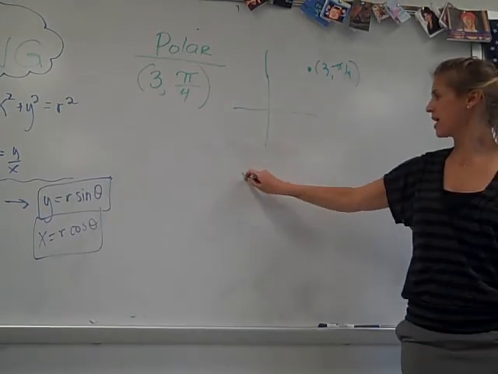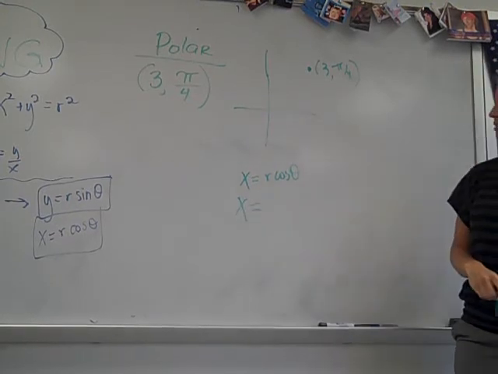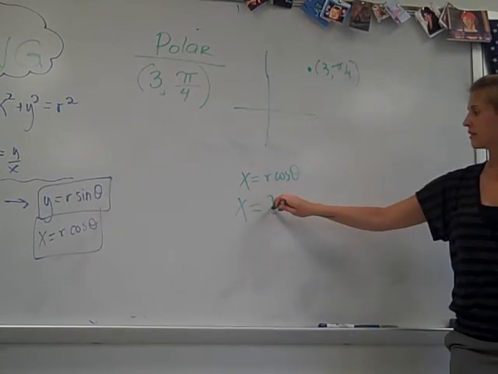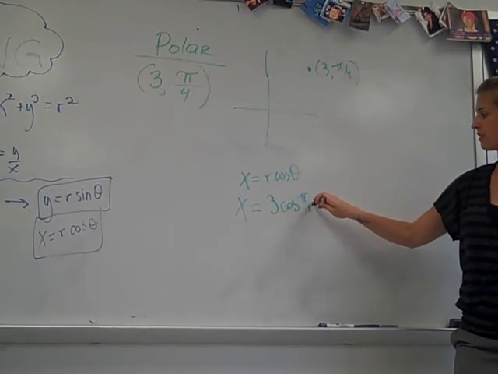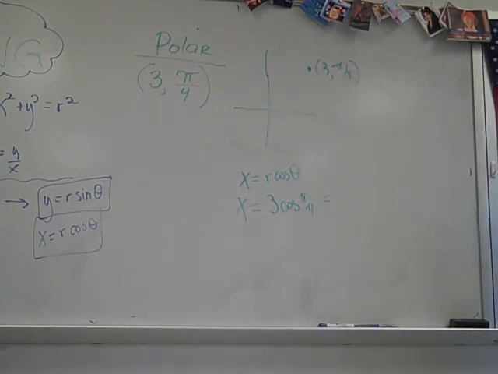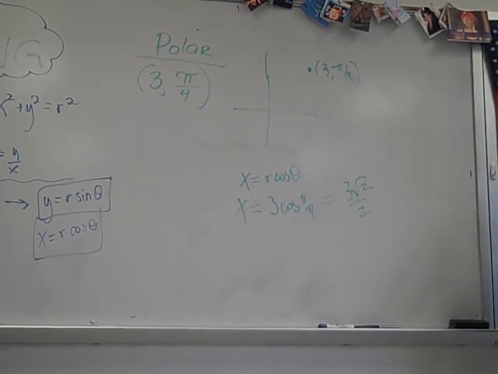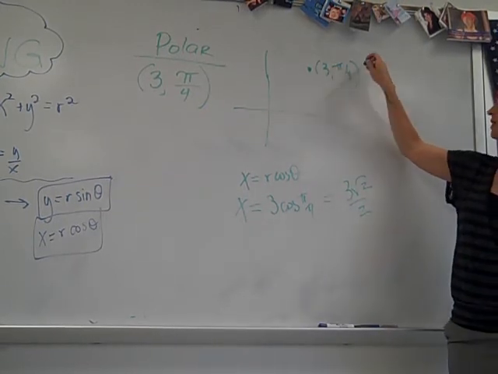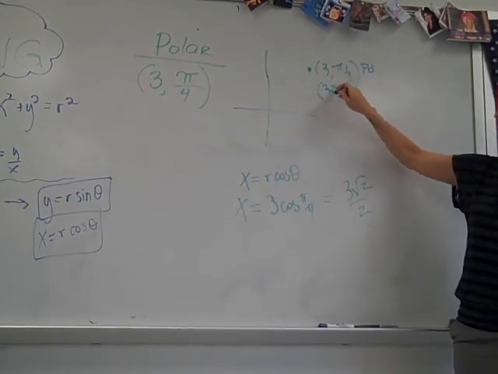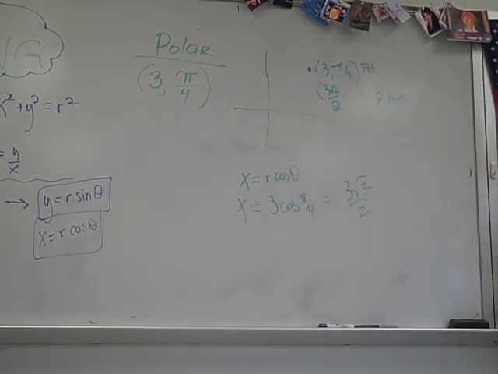Well, to find out where it is, x is just going to equal r times cosine of theta. So x is going to equal, the r is 3, and the cosine of theta is cosine of that. What's cosine of pi over 4? Root 2 over 2. So we're going to have 3 root 2 over 2. So this same point, here's polar. The rectangular coordinates are 3 root 2 over 2, which really is not very useful. 3 times root 2 over 2.